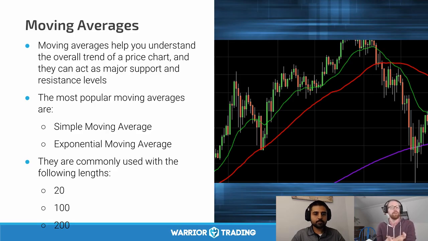And what do you use on your charts with crypto? Are you using simple or are you using exponential? I'm using simple. Yeah. And I think I use the 20 EMA, but the rest I use simple moving averages.